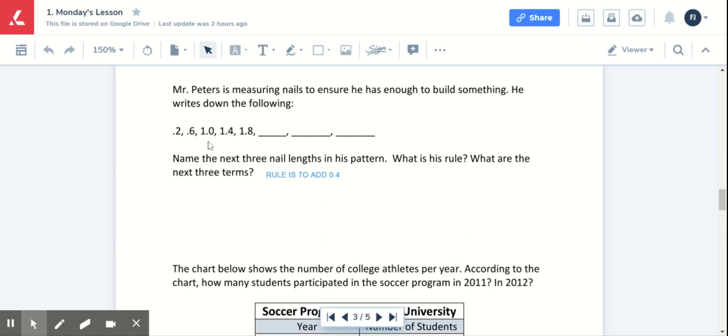6/10 plus 4/10 equals 1. 1 plus 4/10 equals 1 4/10. And 1 4/10 plus 4/10 equals 1 8/10. So if we continue this pattern, what will the next three nail lengths in his pattern be? His next three nail lengths will be 2 2/10, 2 6/10, and 3.